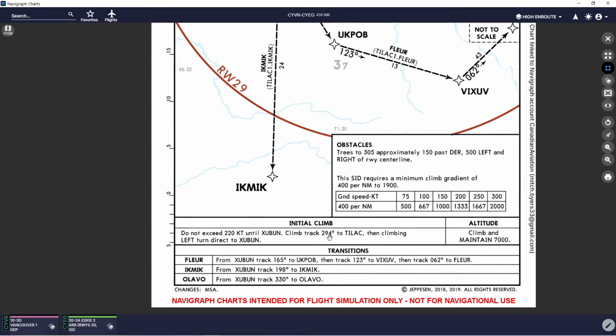Climb track 294 to TLAC, then climbing left turn direct to Uxbun. Climb and maintain 7,000. Then on the transitions, if you're on one of these transitions, let's use the Olavo transition from Uxbun track 330 to Olavo.